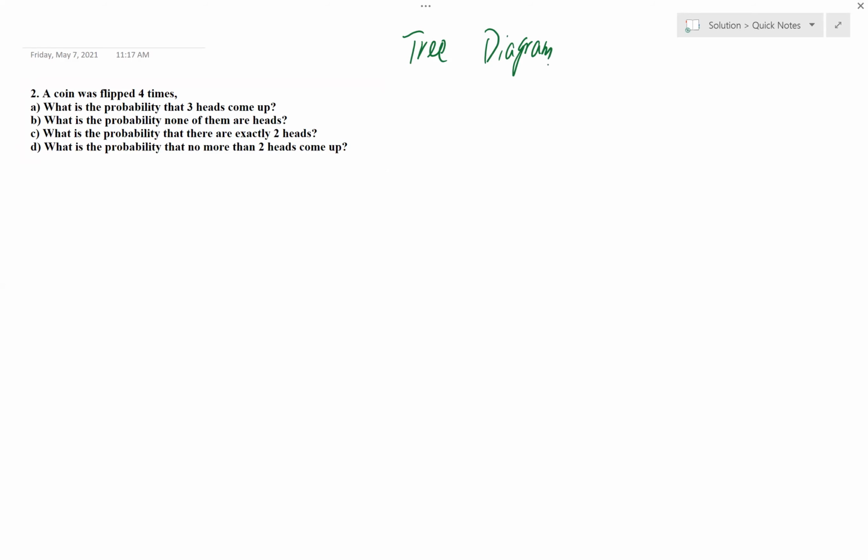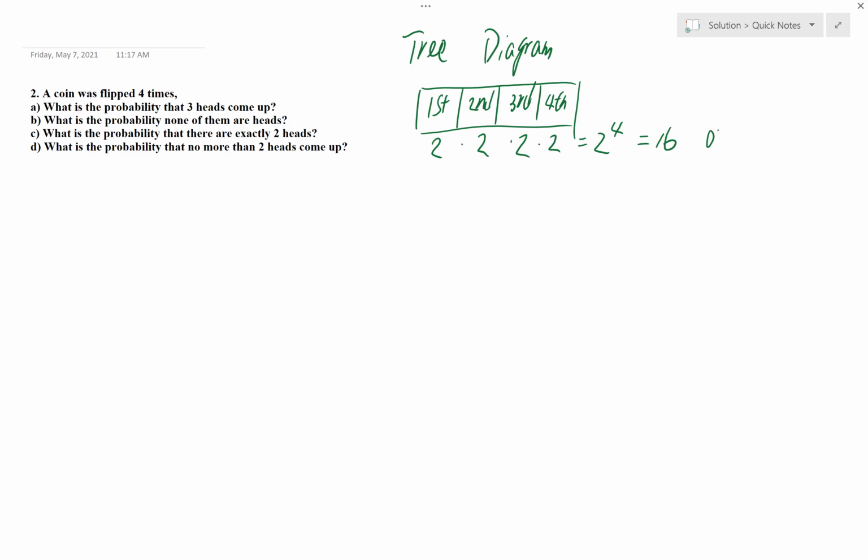So coin flip 4 times. First one, let's use the multiplication rule to get a total probability. Total possible outcomes here: first trial, second trial, third trial, and then 4th trial. Each trial, we have 2 outcomes. So it's 2 to the 4th, meaning we expect to have 16 outcomes, right? All right, that's what we expect. And this is useful, I'll show you why, because when you flip a coin 4 times, it becomes slightly more complicated. So we want to make sure we did not miss out any outcomes here.